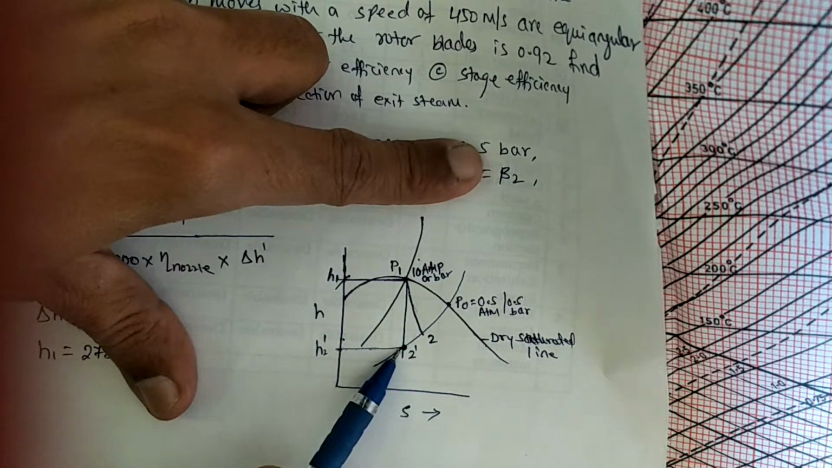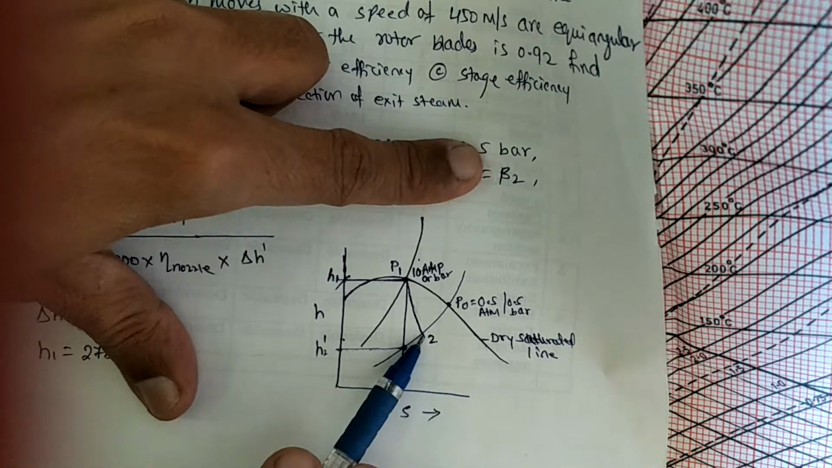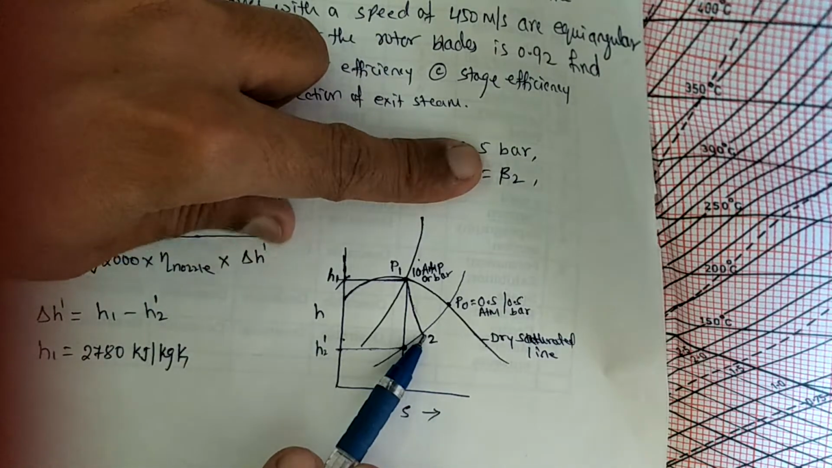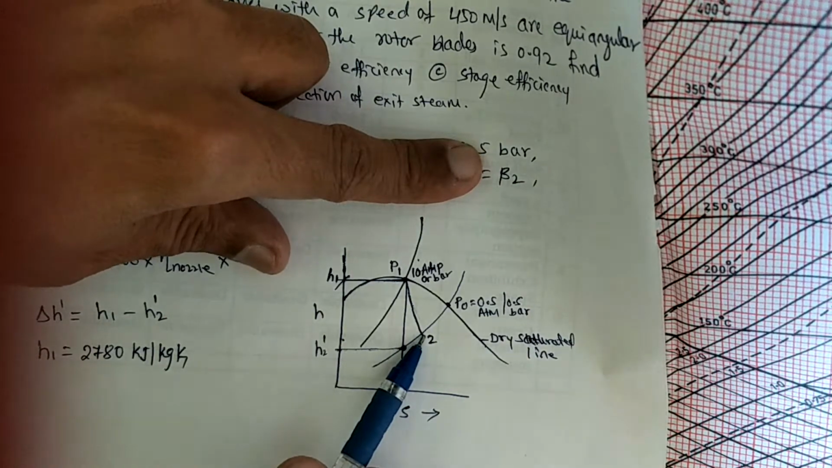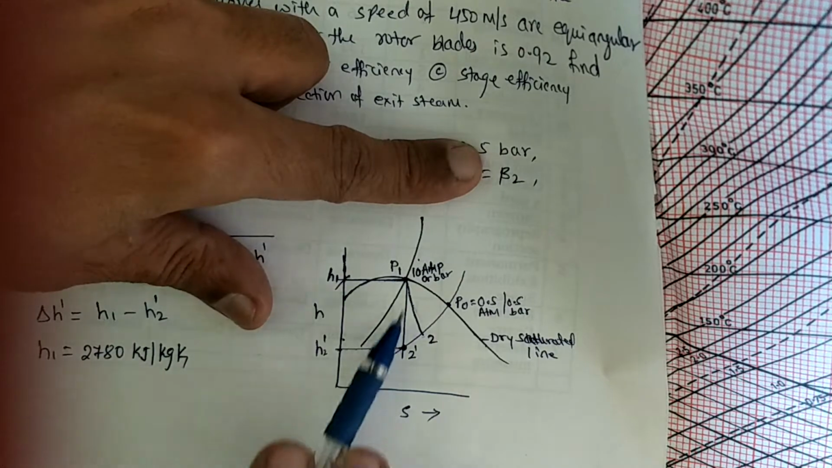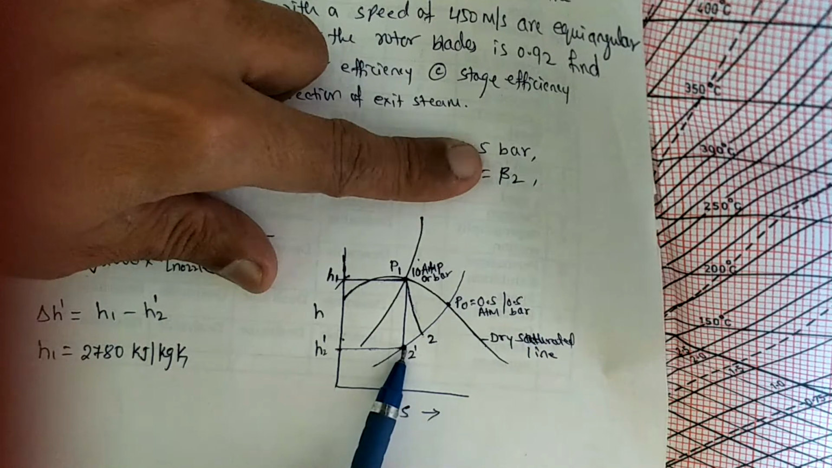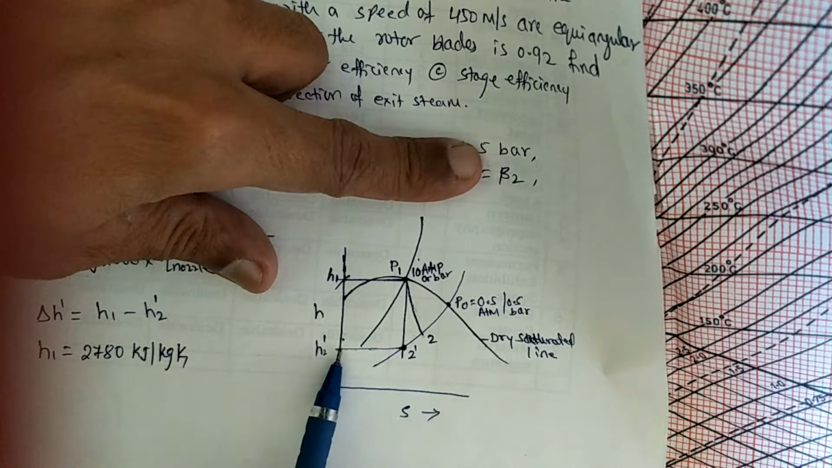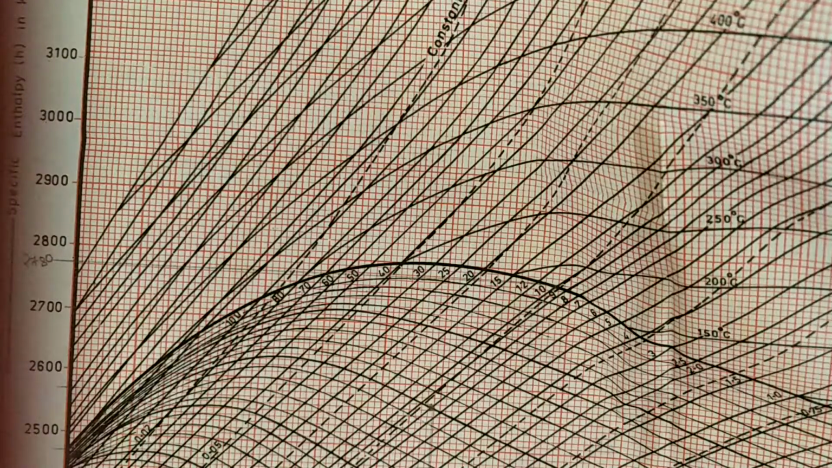P1 to 2 dash indicates the isentropic drop, whereas P1 to 2 indicates the actual drop, actual pressure drop we can say, or actual enthalpy drop. But we are considering the isentropic drop, meaning there is no loss. So from point 2, if I move towards the left side, I am going to get the value of H2 dash. Now we will check that value on the Mollier diagram.